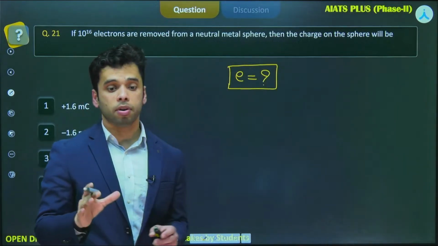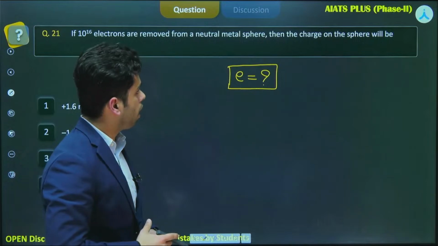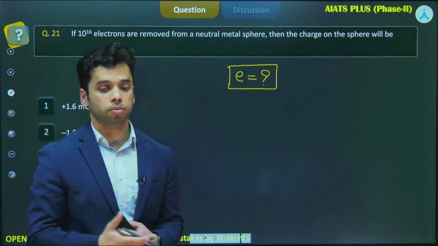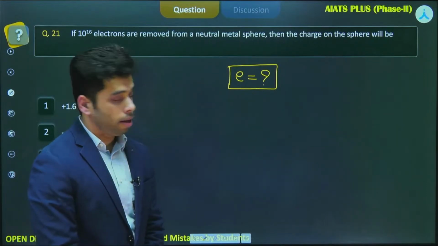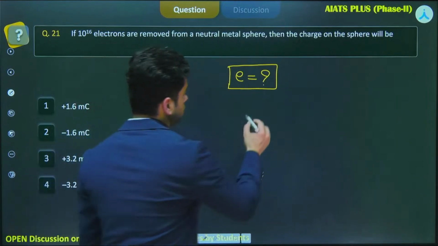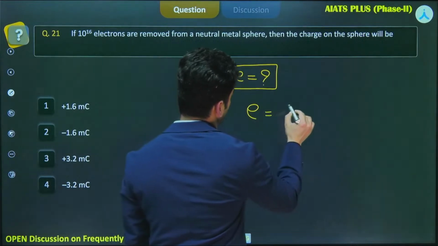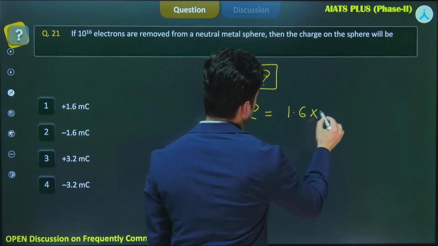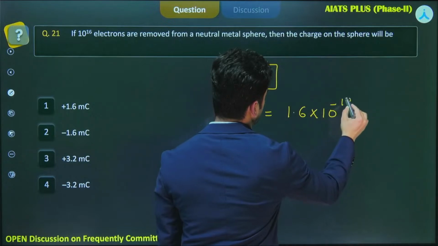Anyone can put the answer in the comment box. What should be the charge associated with the electron? Anyone put the answer in the comment box if you know what is the charge associated with the electron. So 1 electron is equal to 1.6 into 10 raised to the power minus 19 Coulomb.